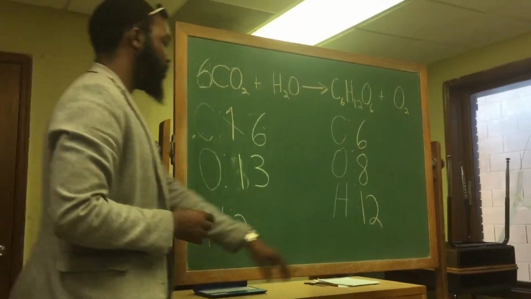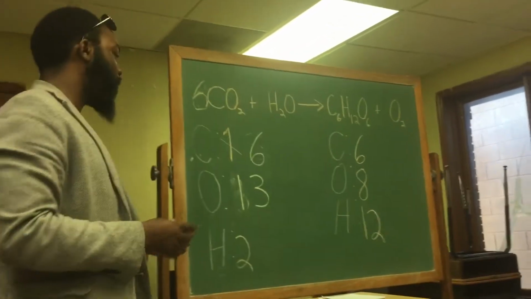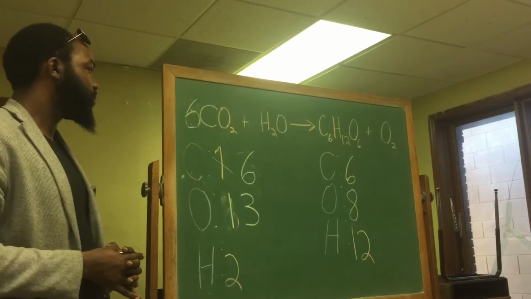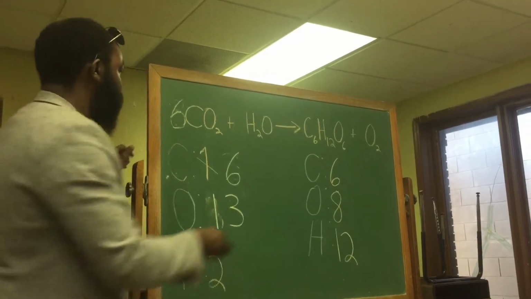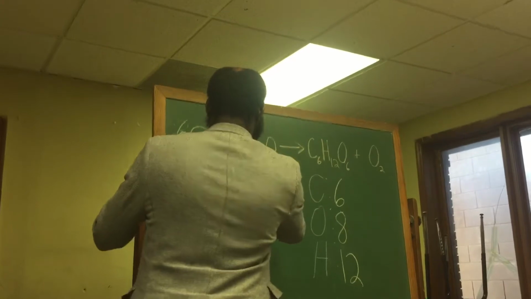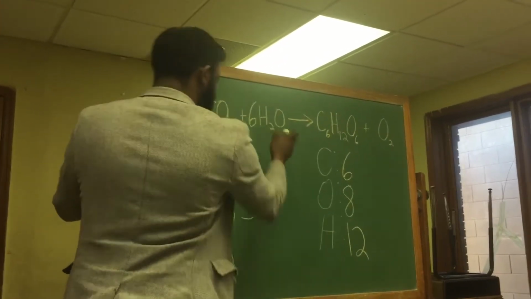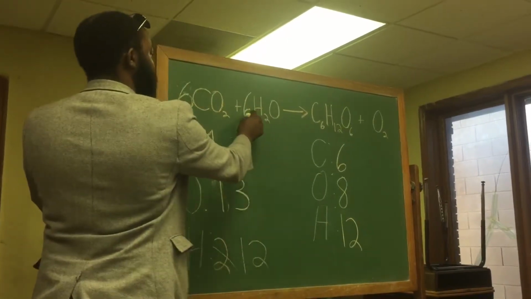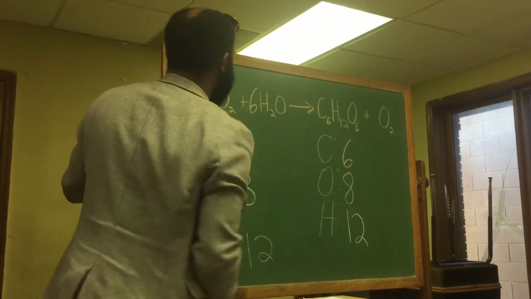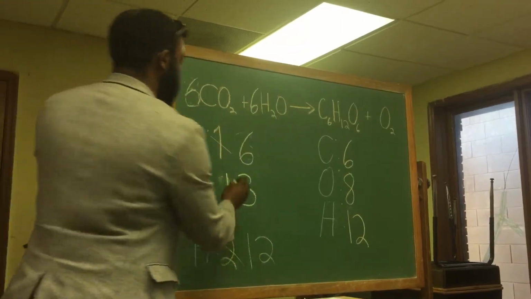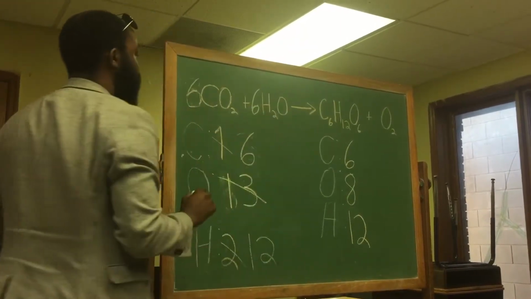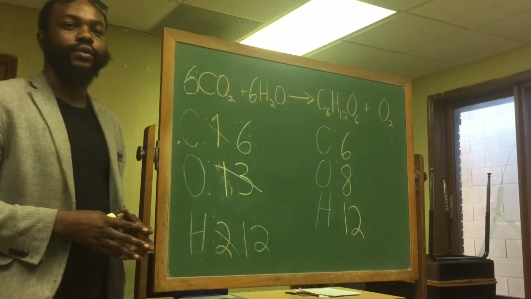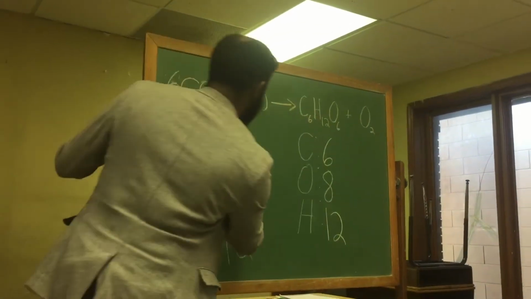You see we have 2 here and we have 12 here. So how will we balance those out? Put 6. We can put 6 here. 6 times 2 would give us 12 hydrogens. And then 6 times 1 would give us 6 oxygens here. So the 6 oxygens here plus the 12 oxygens here, 6 plus 12, would give us 18. Very good.